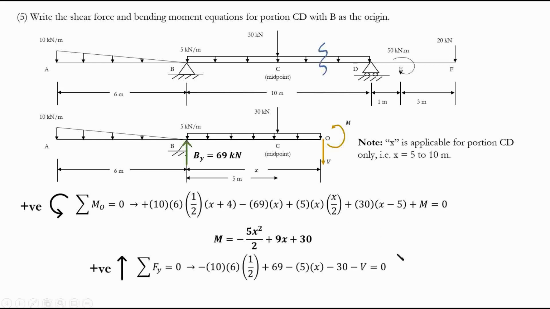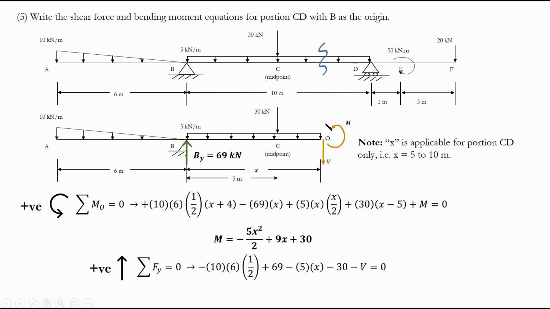And for the shear diagram, you just take the summation of the forces in the vertical direction, and upward direction is my positive. So again, it's pretty simple. Each force: 10 times 6 divided by 2, for this one is 5 times x. And of course, going down is negative, so minus 30 going down, plus 69, minus v, it's going down, minus v, and it's going to be 0.